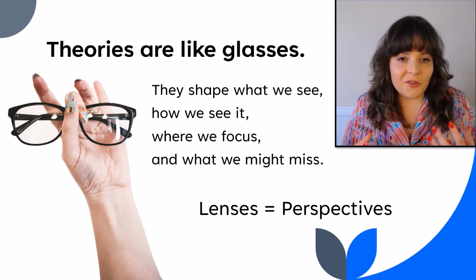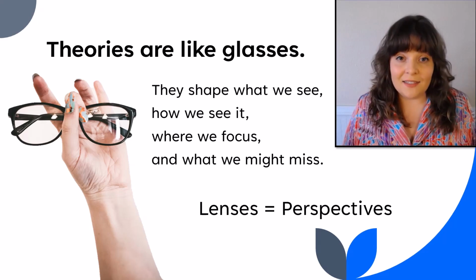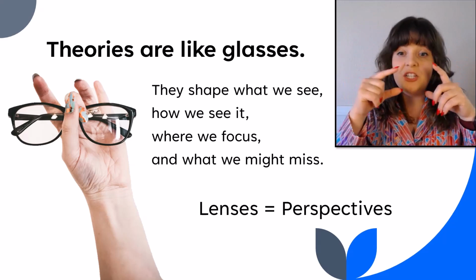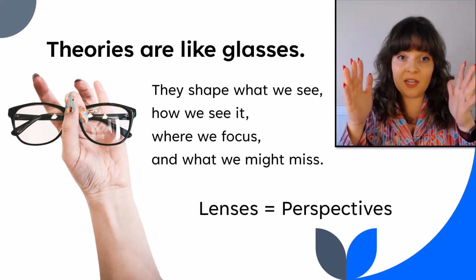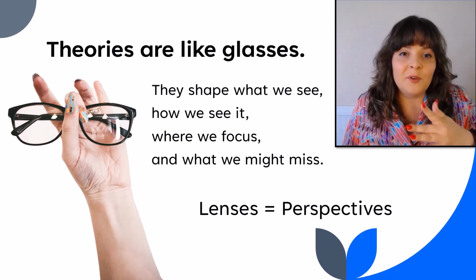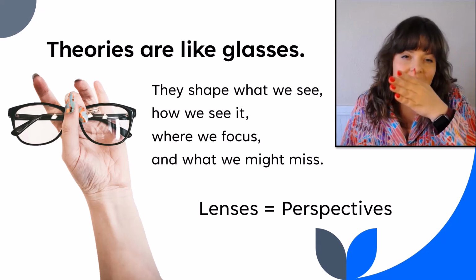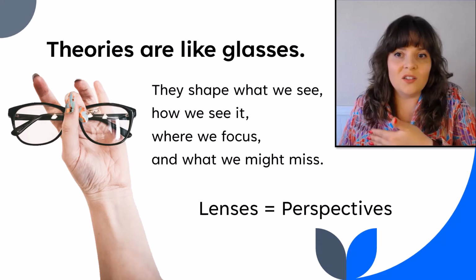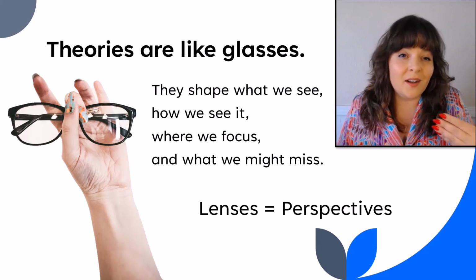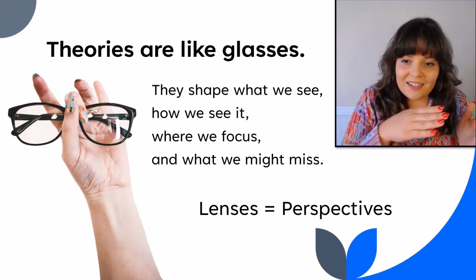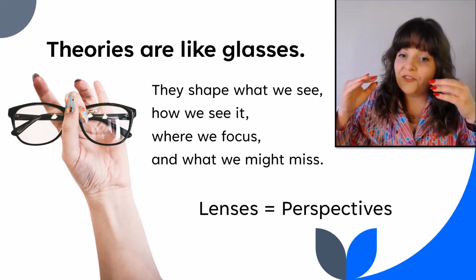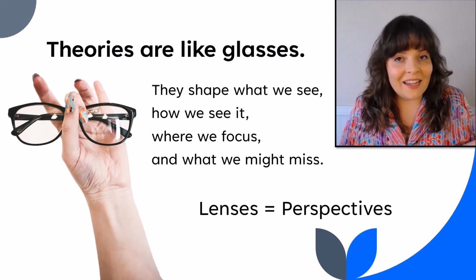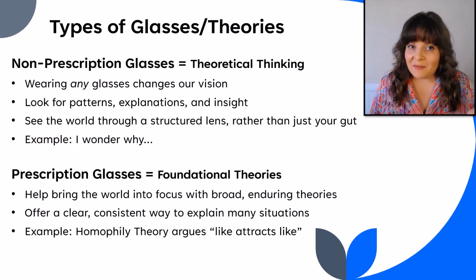I'm going to argue that theories are like glasses. Glasses, when we put them on our face, they shape what we see. They shape how we might see it, where we focus, and what we might miss. Every lens that we put on offers a slightly different perspective. While they can help us clarify some things, they can also distort or obscure other things. Our different lenses in our glasses are then different theoretical perspectives that we can try on to see and explain the world around us. Let's play with this metaphor a little bit.